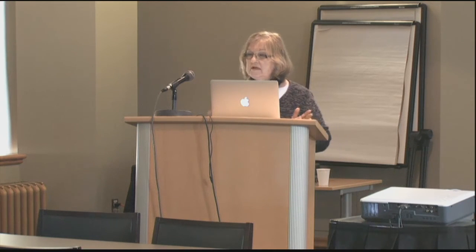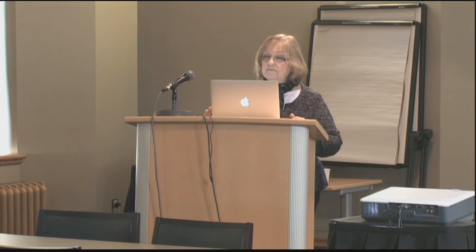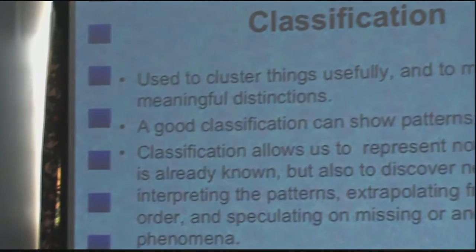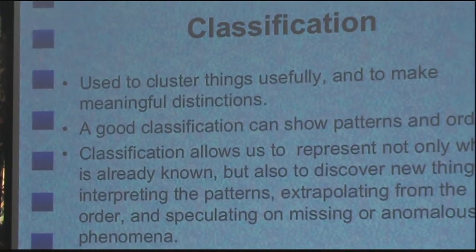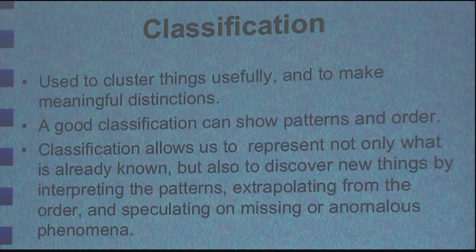I'm not going to go into, I could talk a long time about, what a classification is and isn't and how it works and so forth. But essentially, classification is used to cluster things usefully. And what many people forget about, it's also used to make useful distinctions. So people always think about the clustering, but they sometimes don't think about the rules by which you make the difference between one class and another, one kind of thing and another.